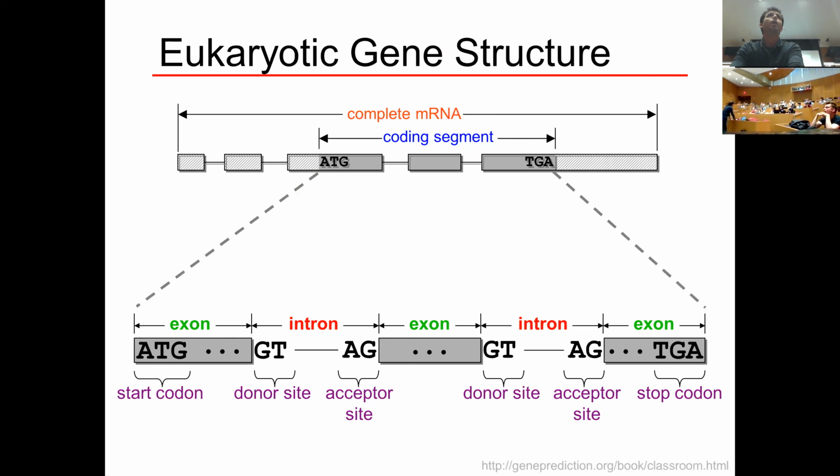So how do we make a hidden Markov model to recognize this? What we need is a state that remembers that we're in a UTR. We need a state that remembers that we're in an intron. We need a state that recognizes a transition from non-coding to coding at the ATG. States that recognize the stop to non-coding, and so on and so forth, okay?